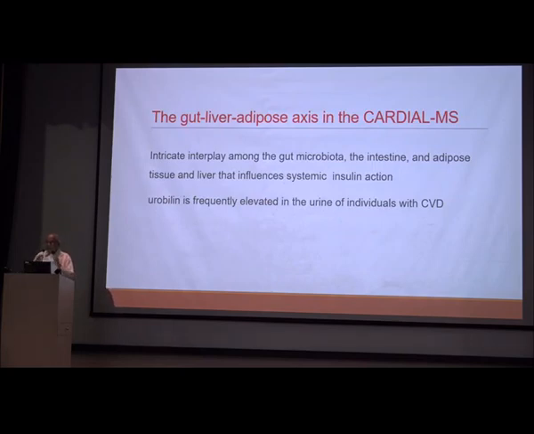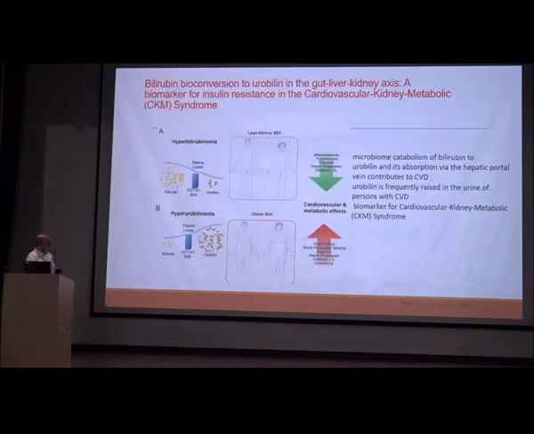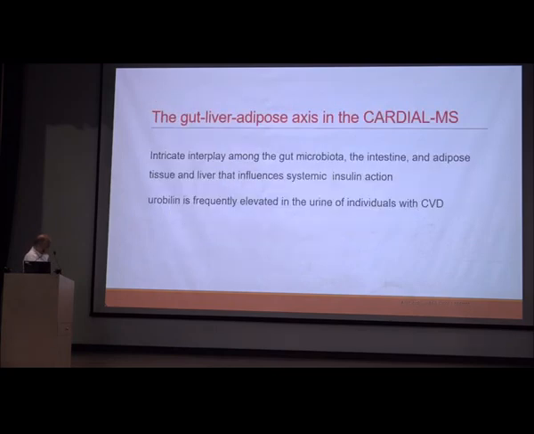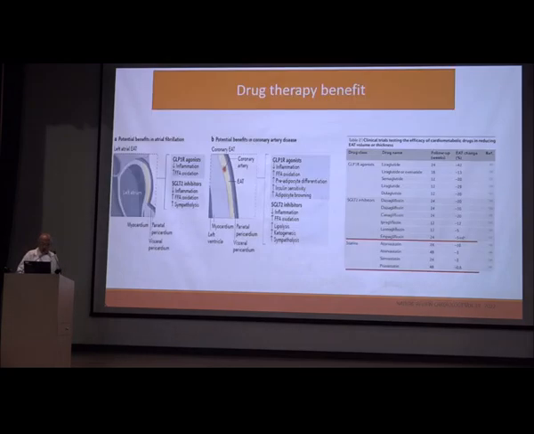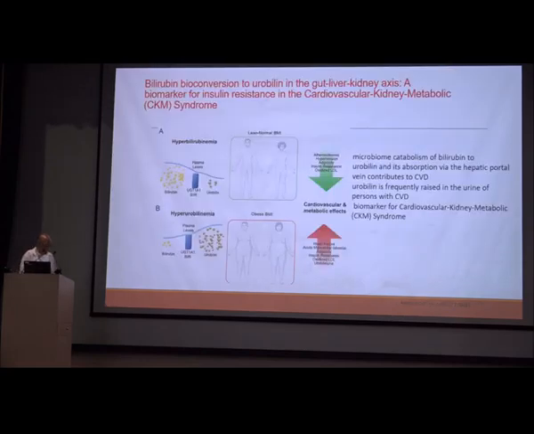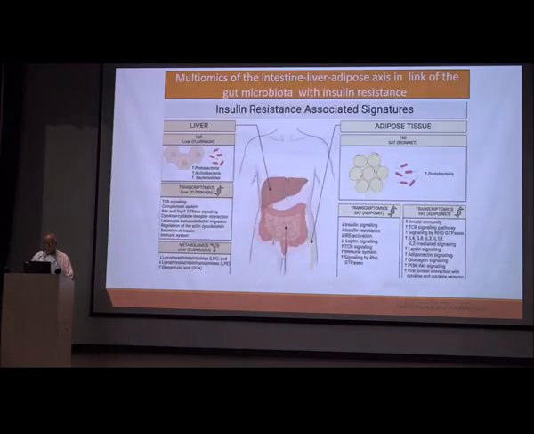So there cannot be any talk without the gut-liver adipose tissue combination causing this problem. And we do find that urobilinogen and bile acid products are elevated in patients with cardiovascular disease. In this study, they have shown that if you have hyperbilirubinemia or hyperurobilinemia, obese or normal, these all would lead to cardiovascular morbidity and mortality.